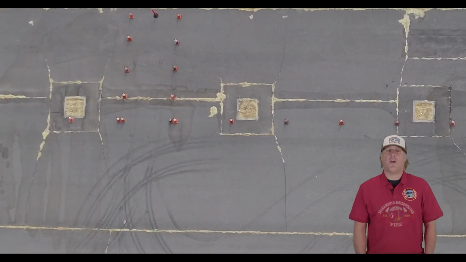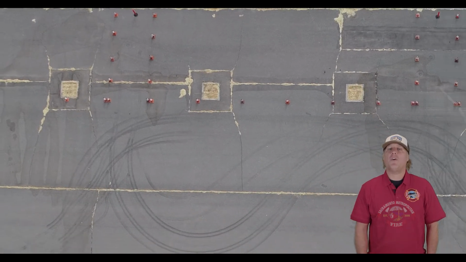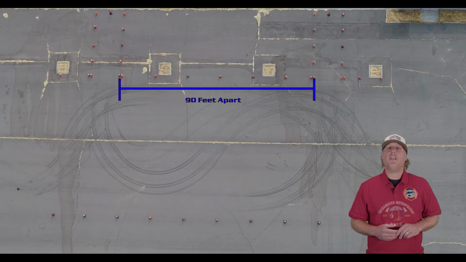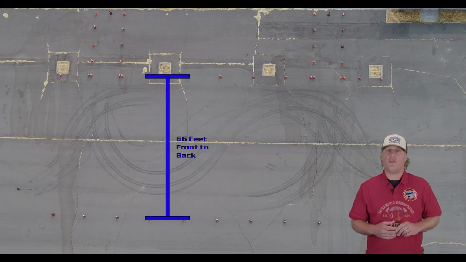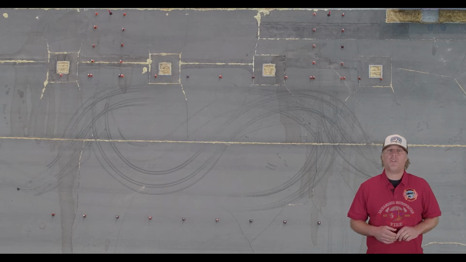The dimensions of the driveways are each 12 feet wide by 20 feet deep. The 2 driveways should be separated by 90 feet. The width from the exterior wall to the interior wall or front of the driveways should be 66 feet. The exercise measurements may have to be adjusted to accommodate different course sites.